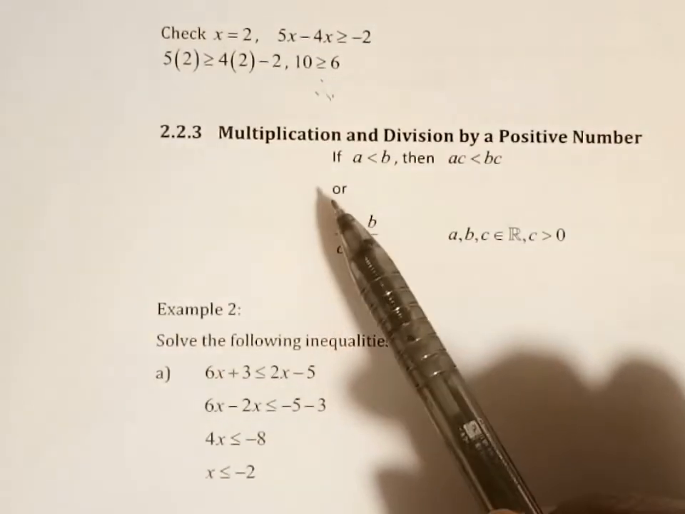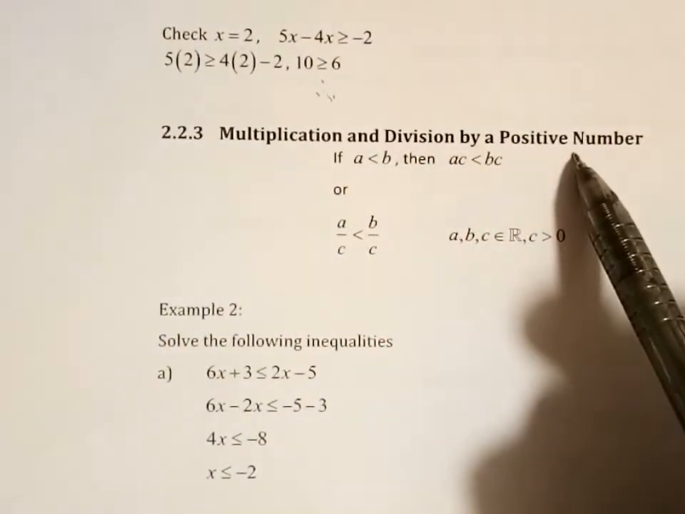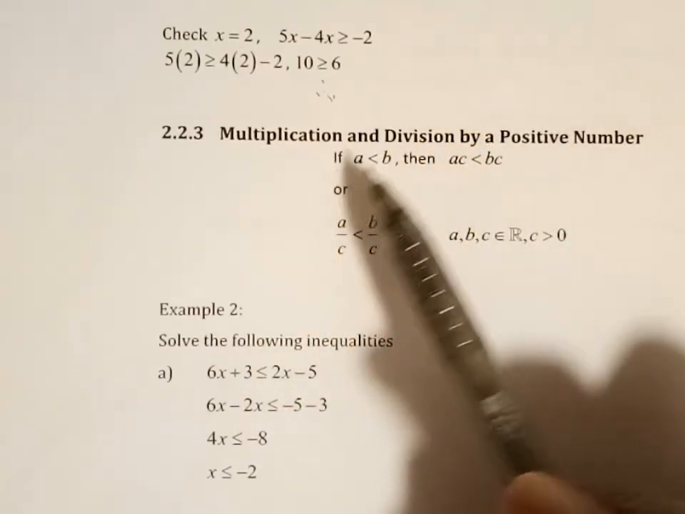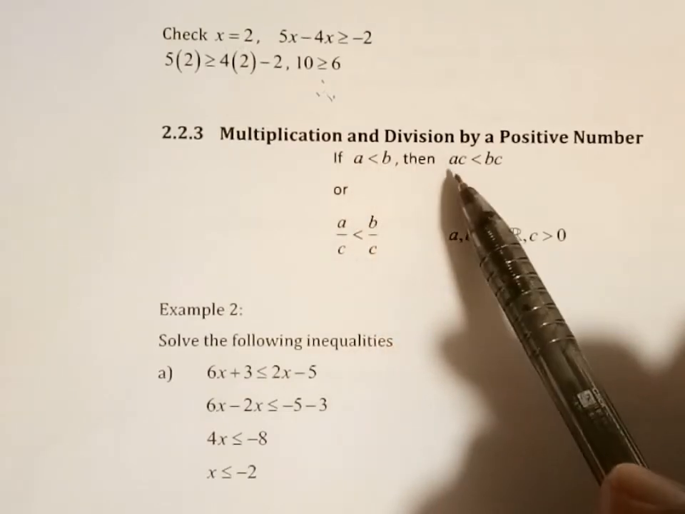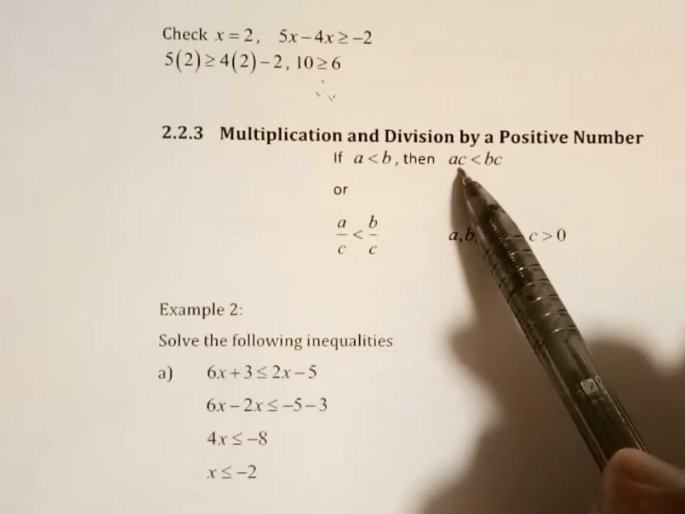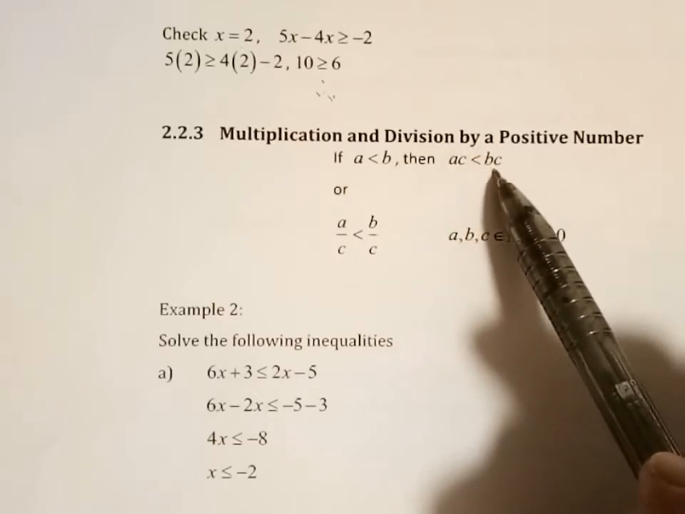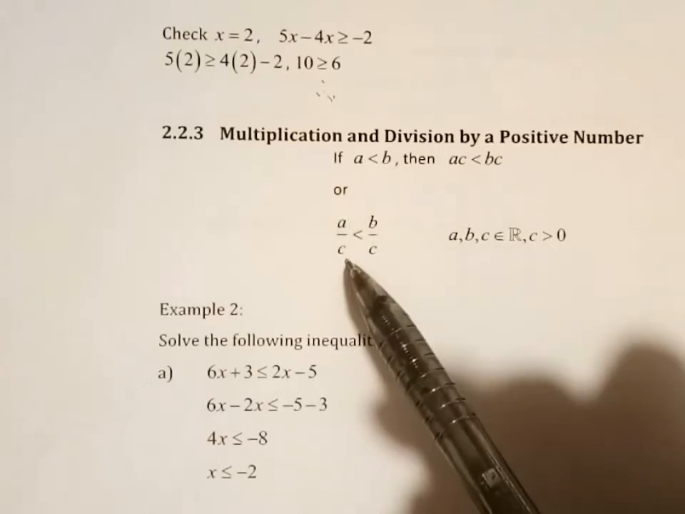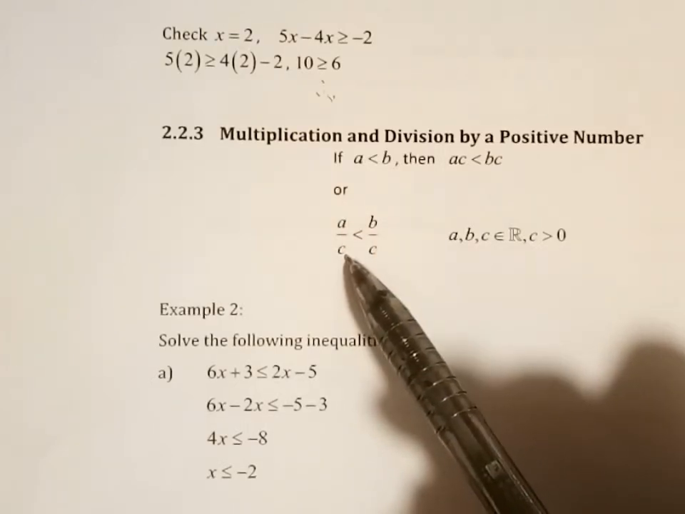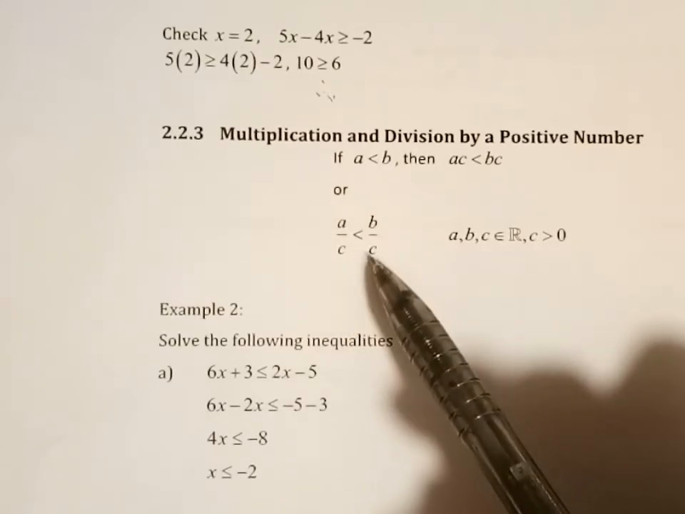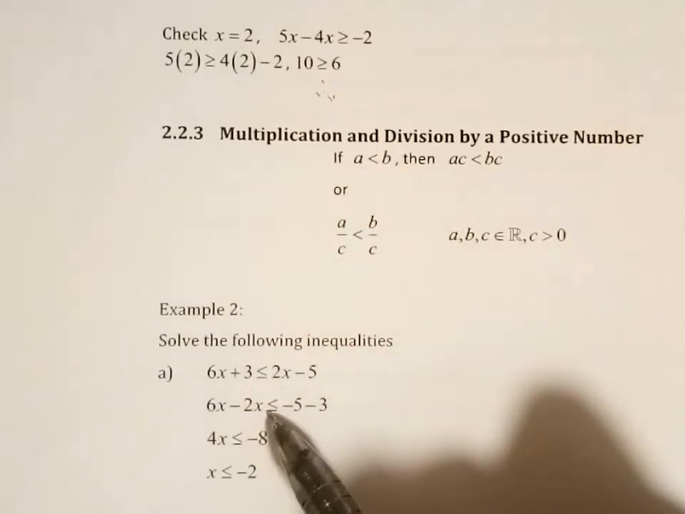Okay, next is multiplication and division by a positive number. For A less than B, for multiplication by another number, let's say C, A multiplied by C is also always less than B multiplied by C. We can also have division: for any positive real number C, A divided by C is always less than B divided by C. This is always true.